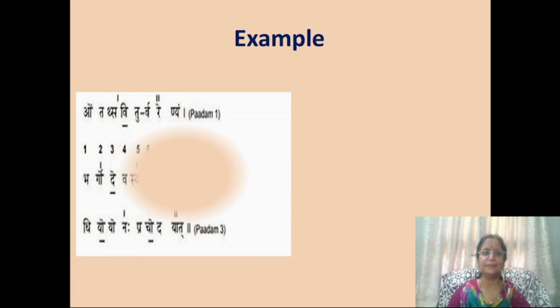Say, for example, Om Bhur Bhuvas Svaha, Om Tat Savitur Varenyam, Bhargo Devasya Dhimahi, Dhiyo Yo Nah Prachodayat. The typical Gayatri mantra is to be recited in that way, and how it is to be recited has been explained through these Vedic Chandas.